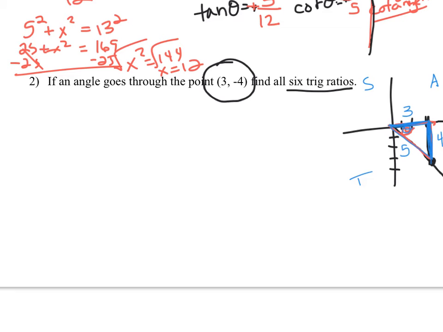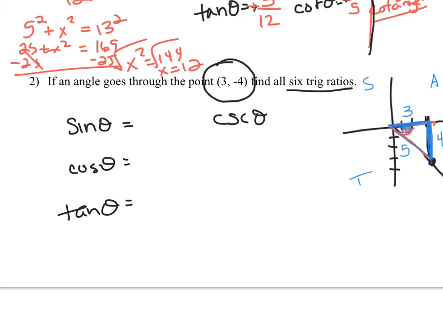So the first thing I like to do, as I said before, is write them all out. So I have sine, cosine, tangent. The reciprocal of sine is cosecant. The reciprocal of cosine is secant. And the reciprocal of tangent is cotangent. Now we're in quadrant 4. So in quadrant 4, we know that cosine is positive, so these two are going to be positive. Everything else is negative.